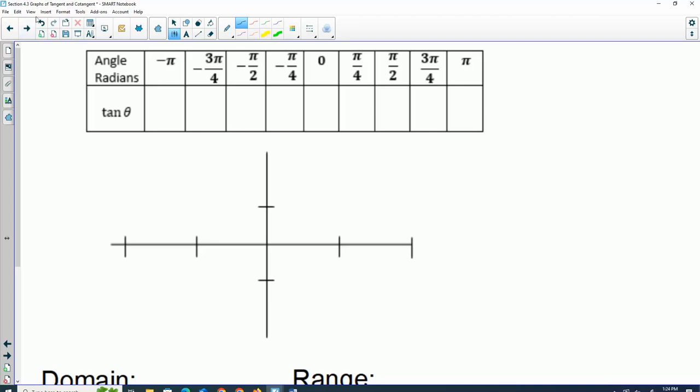So our table for tangent and cotangent, you'll notice, is a little bit different than the tables we did for sine and cosine. And you'll see why once we draw the graph. It's a bit weird the way I have it set up. Let's just start in the middle at 0. What is the tangent of 0?